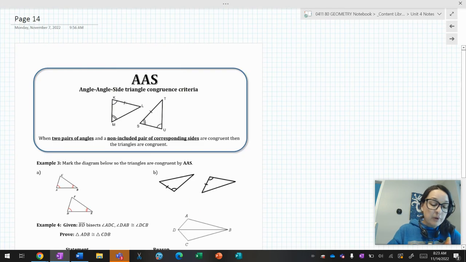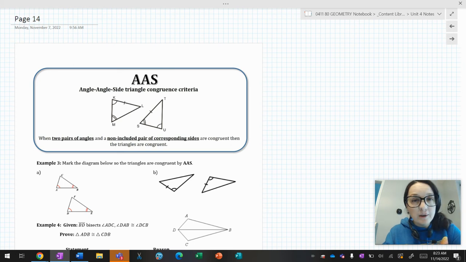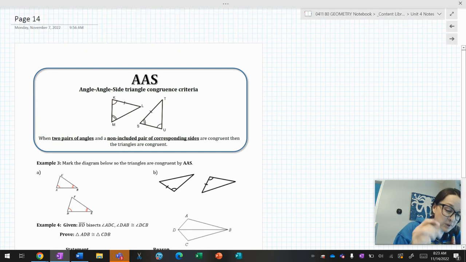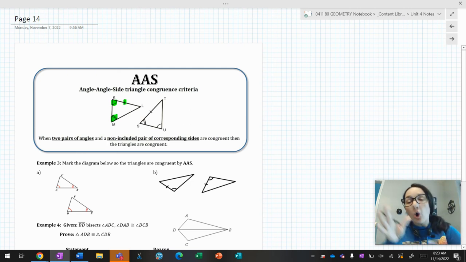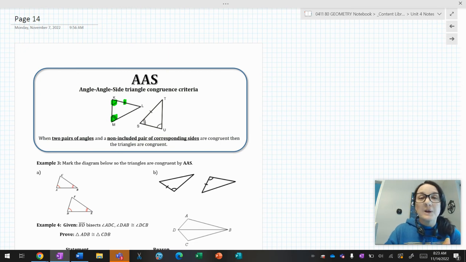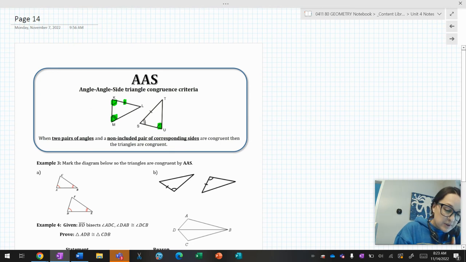If I come to another one, we've got another shortcut on the next page, AAS, which stands for, you guessed it, angle, angle, side. This is for when you still have two angles, but instead of having the side in between, you've got a side that's off to the side. Angle, angle, side is for when you have two congruent angles and an extra side, just not the one in between. Okay, so this is angle, angle, side.